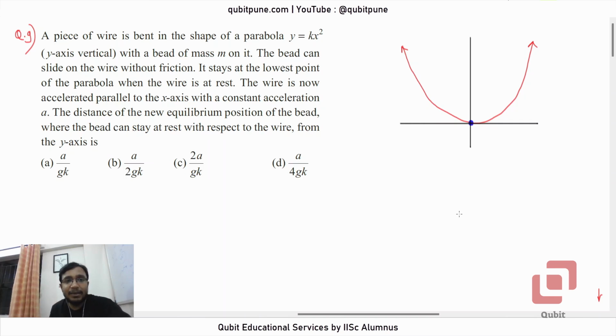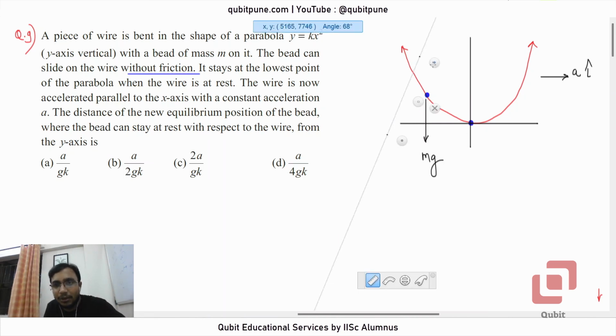It is now being accelerated parallel to the x-axis with a constant acceleration a. So suppose this is the acceleration of the wire, a i cap. So obviously the bead is going to rise up and come somewhere here. Because it slides on the wire without friction, there are only two forces that will act on the bead. First one is its weight, mg, downwards, and the second force will be the normal reaction.